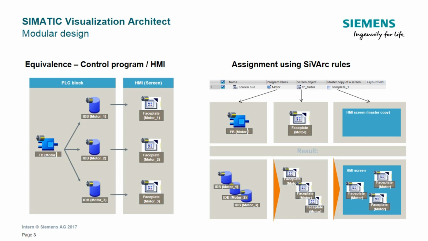What CMARC does is, it works on the basis of the structure of the PLC project. If we have a look at this example, we have a motor FB, which is called 3 times in the PLC program. So we have a motor 1 instance, a motor 2 instance, and a motor 3 instance. The goal in this use case is that we create on our HMI screen one faceplate for each motor instance.